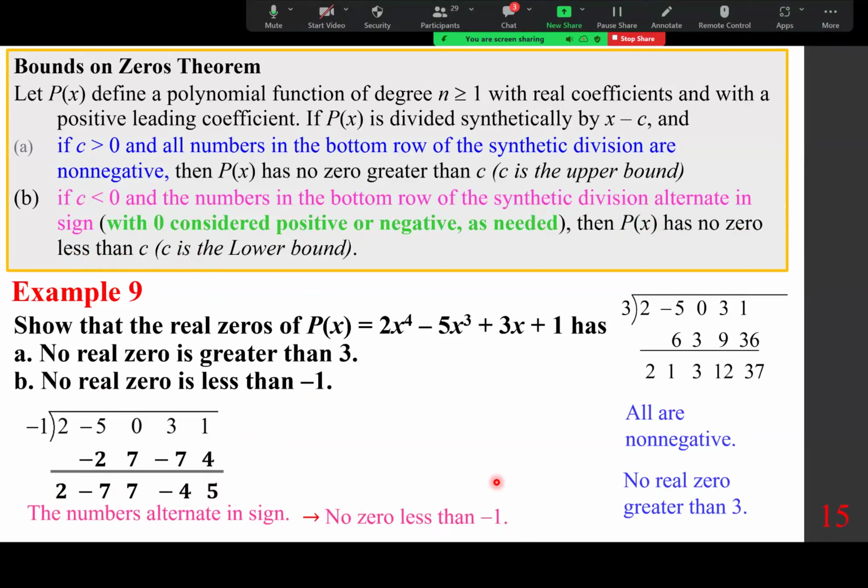So again, what is the advantage of that? According to the rational zero theorem, you may have many zeros to check. If this is your upper bound, you're not going to check any number larger than 3. If this is your lower bound, you're not going to check anything less than negative 1.